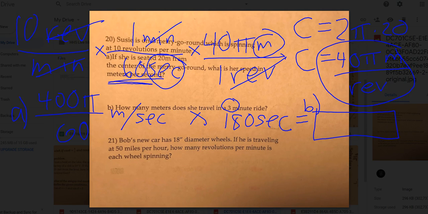So this is a very similar type question, number 21. If he's got 18-inch diameter wheels, then that would be 18 pi inches per revolution. Does that make sense? Yeah. Diameter times pi. If he's traveling at 50 miles per hour, so 50 miles over 1 hour, how many revolutions per minute? So we've got to get this all the way to revolutions per minute.